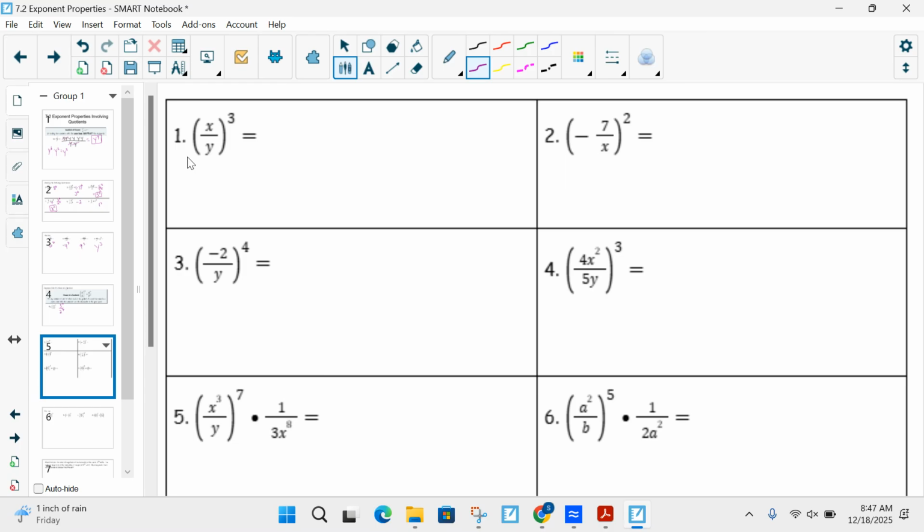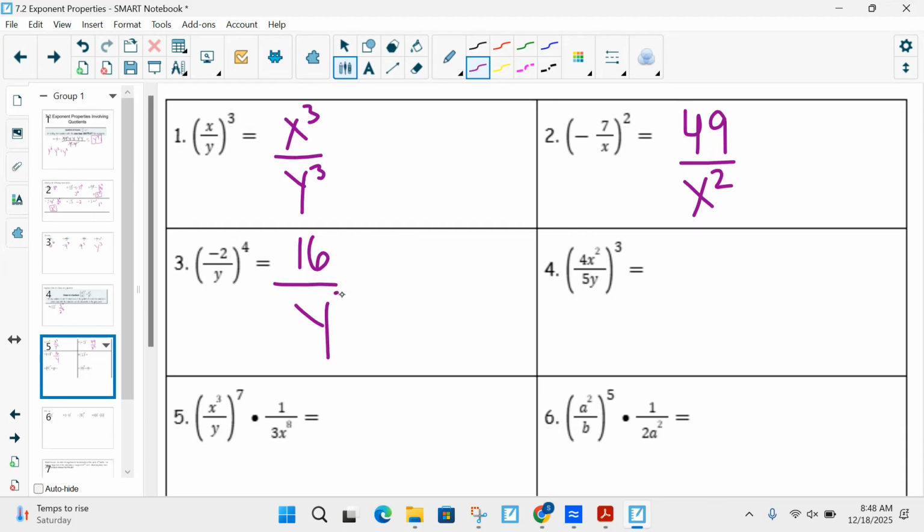All right. So, number 1 would just be x to the 3rd over y to the 3rd. Number 2, since it's being squared, the negative sign is going to go away. 7 squared is 49 over x squared. Number 3, there's a negative in the parentheses, but the exponent is even again, so the negative is going to go away. 2 to the 4th is 16. So 16 over y to the 4th, yep, sorry.